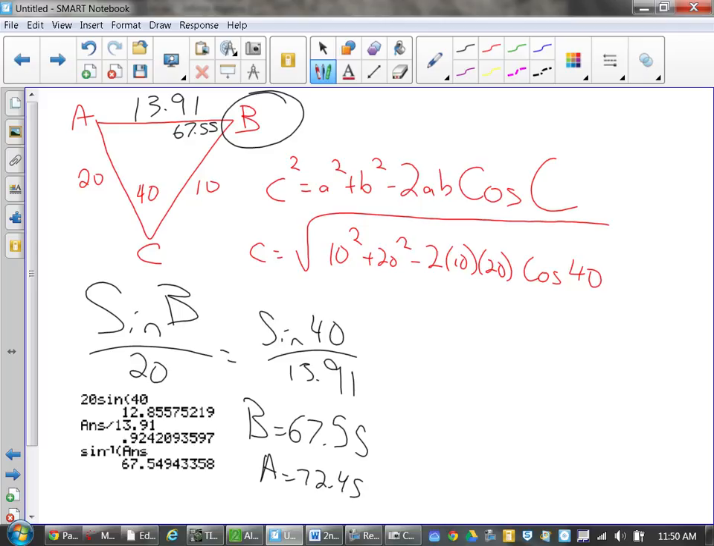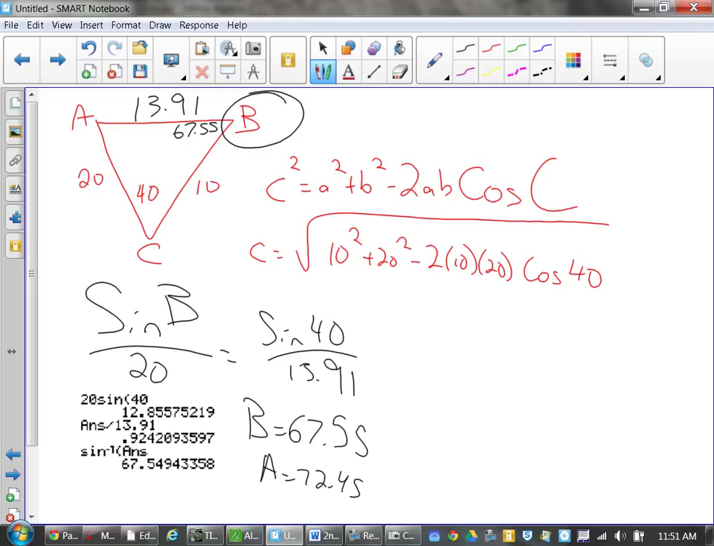Is that possible? No. Why? Because 72.45 is across from the side that has to be the bigger one. That rule says that the biggest angle always goes with the biggest side. I think it's called the triangle inequality theorem.